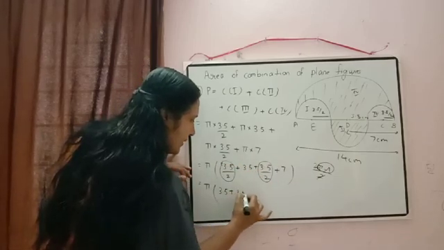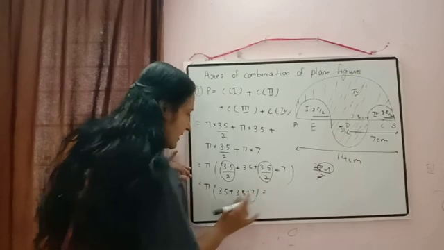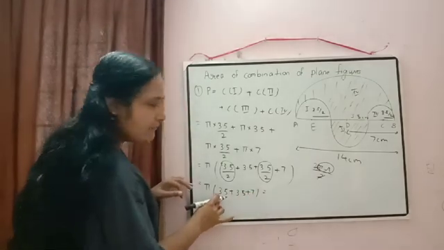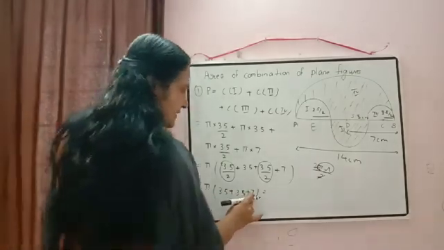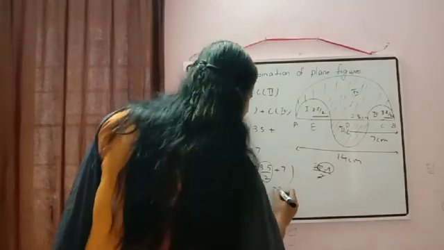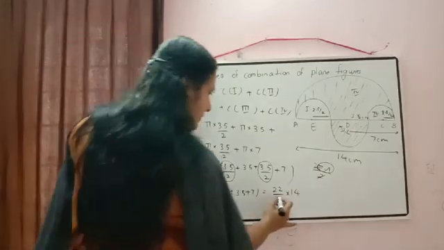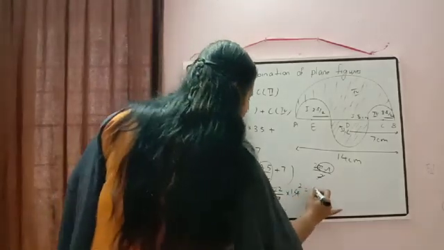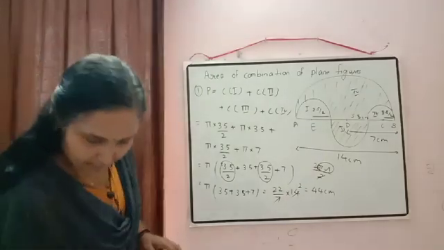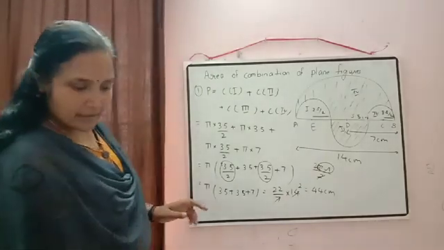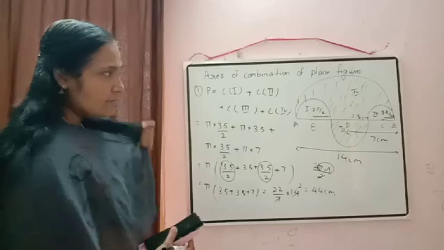3.5 plus 3.5 will be equal to 7. 7 plus 7, 14. So remaining is now 22 by 7 into 14. So this one we can cancel. 7 2s are 14. So 22 into 2 is 44 centimeter.